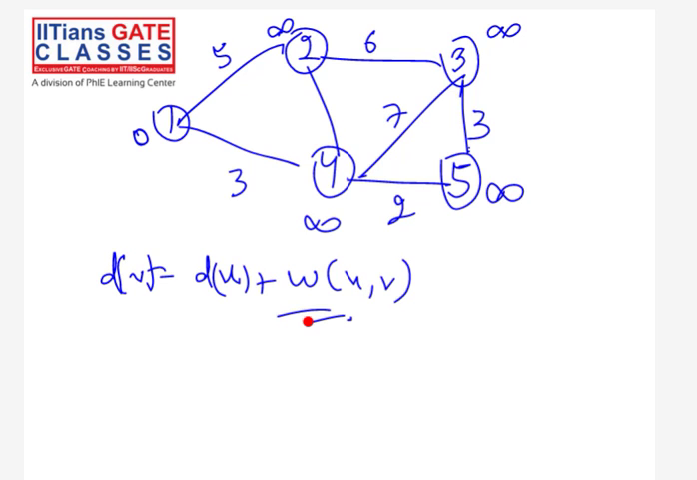You are right now at the source. From it, for all the vertices which are adjacent, you try and update their key values. 0 plus 5 is less than infinity, so I'll update this to 5. And 0 plus 3 is less than infinity, so I'll update this to 3. Let me use red for the updates. This is 3 and this is 5. Now you're not selecting any path.